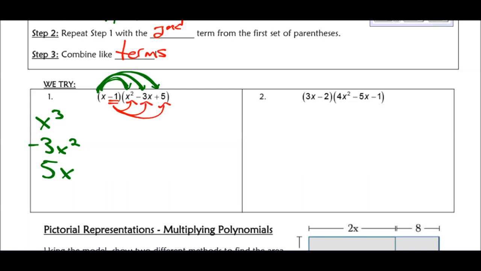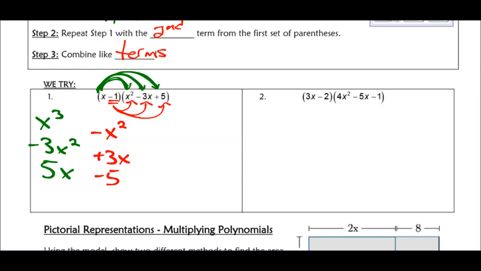I'm going to do the same thing with this negative 1. Negative 1 times x squared is negative x squared. Negative 1 times negative 3x is positive 3x. And negative 1 times 5 is negative 5. Just distribute the first one and then distribute the second one.